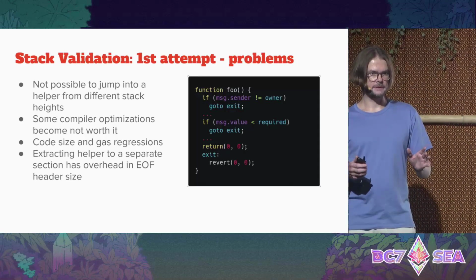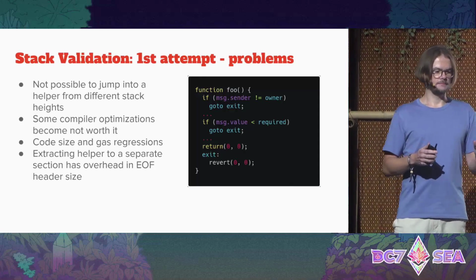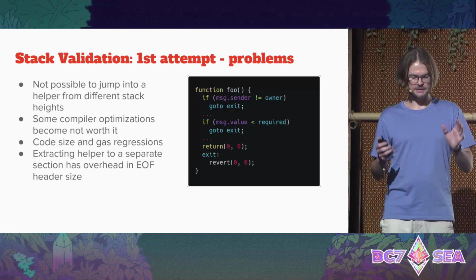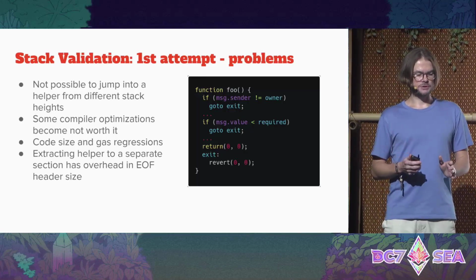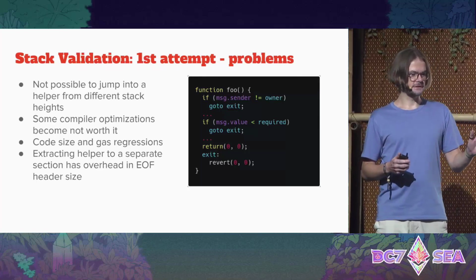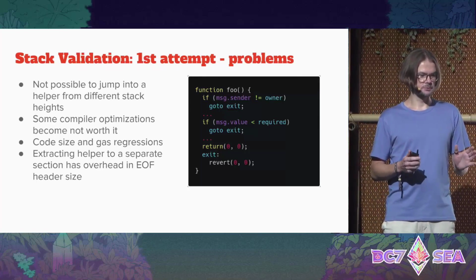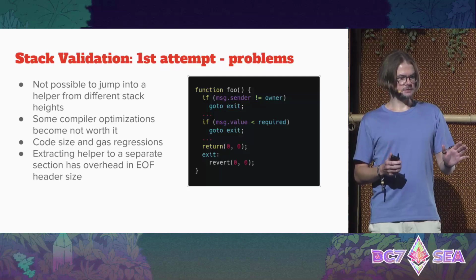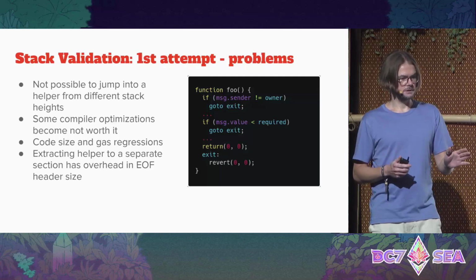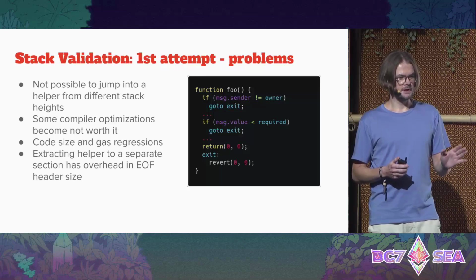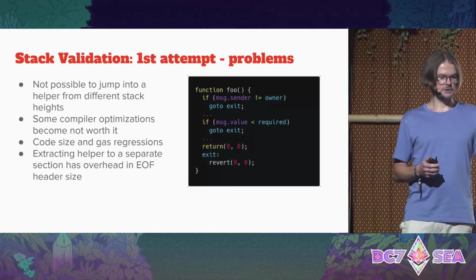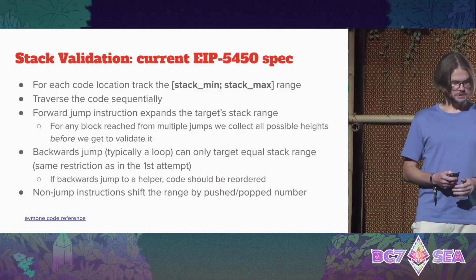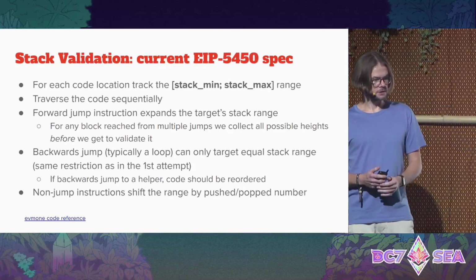This would also work, but this also has an overhead of declaring this extra code section in the EOF header, putting its metadata into the type section. So in the end, code size also is increased, and we might have some regressions compared to current EVM. This is something we really would like to avoid. And this is just one common example. It's not the only one. In general, compilers are very much in favor of being able to jump into some common helper code blocks from arbitrary stack heights. So we found a solution to this, and this is the current spec of EIP-5450 and the final one.